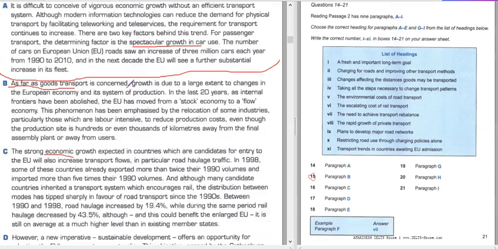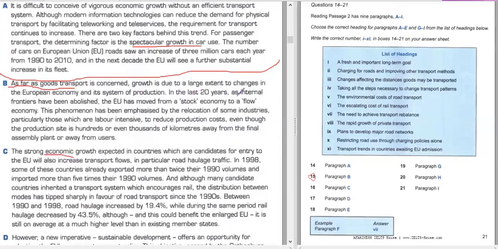We'll read the paragraph because this information we have to see, like where it matches. As far as goods transport is concerned, growth is due to a large extent to changes in the European economy and its system of production. Growth is due to a large extent to changes in the economy and system of production.